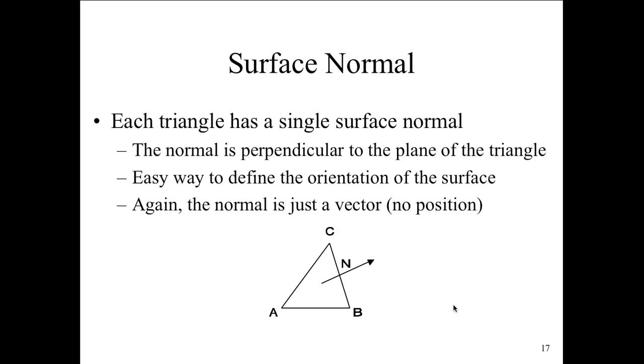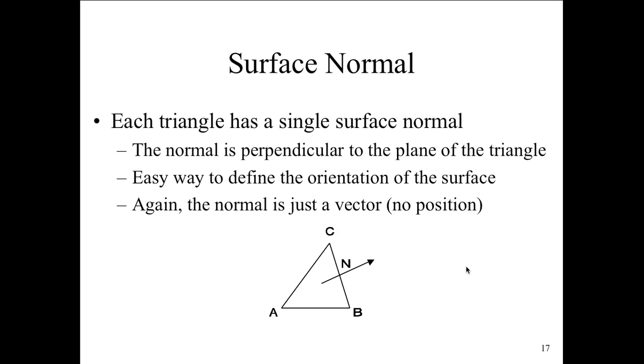The surface normal, what is it? Each triangle has a single surface normal. So the normal is perpendicular to the plane of the triangle. Easy way to define the orientation of the surface, which is going to be the showing surface.